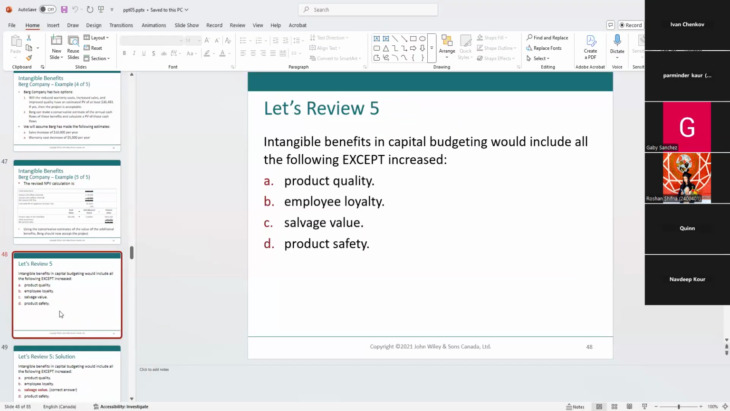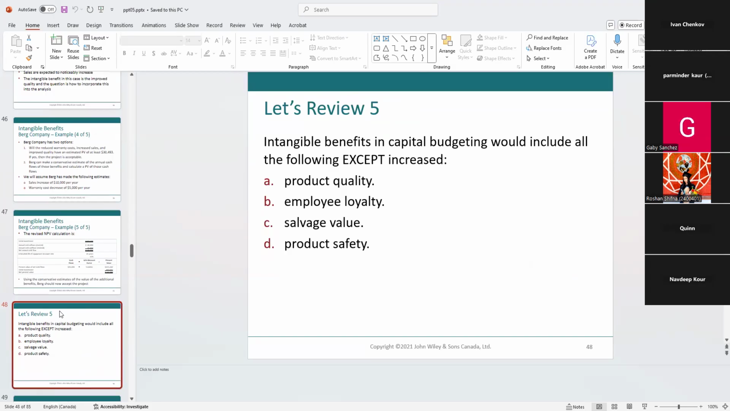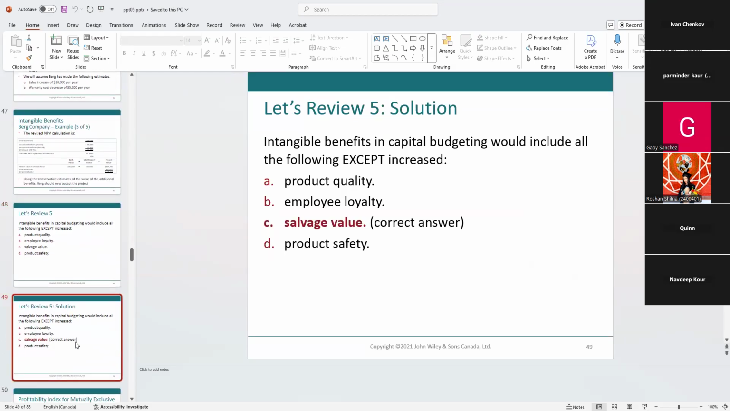Tell me, what do you think about this? Salvage value, because it is immeasurable. Okay, it is the salvage value, yes.